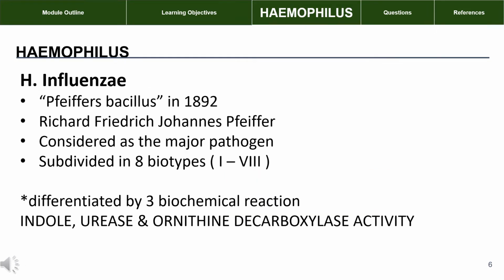Let's start with Haemophilus influenzae. This is also known as Pfeiffer's bacillus, in 1892. It was discovered by Richard Friedrich Johann Pfeiffer. It is considered a major pathogen, and it is subdivided into 8 biotypes, from 1 to 8. Please note that Haemophilus influenzae is differentiated by 3 biochemical reactions: indole, urease, and ornithine decarboxylase activity.